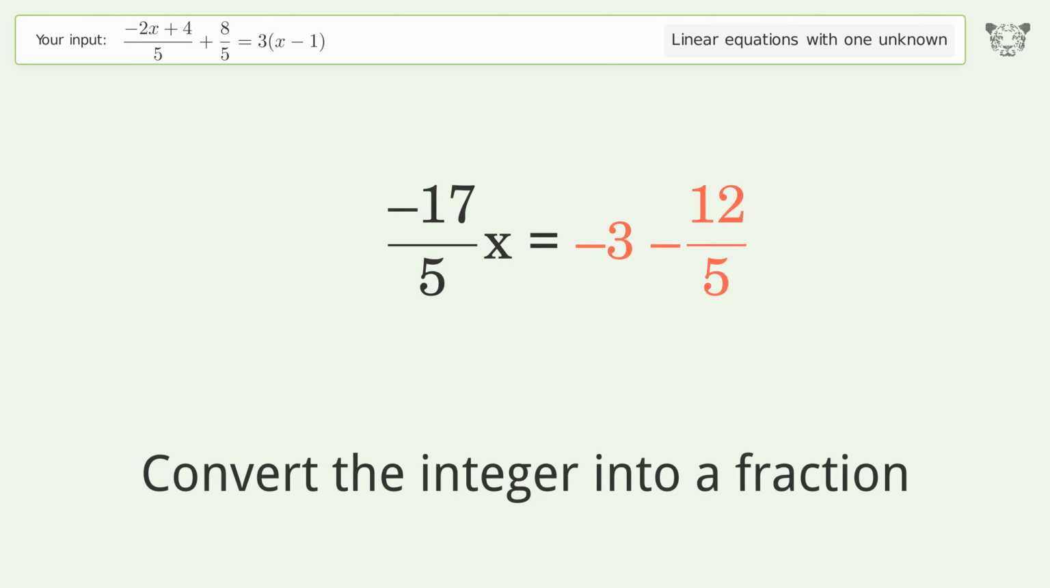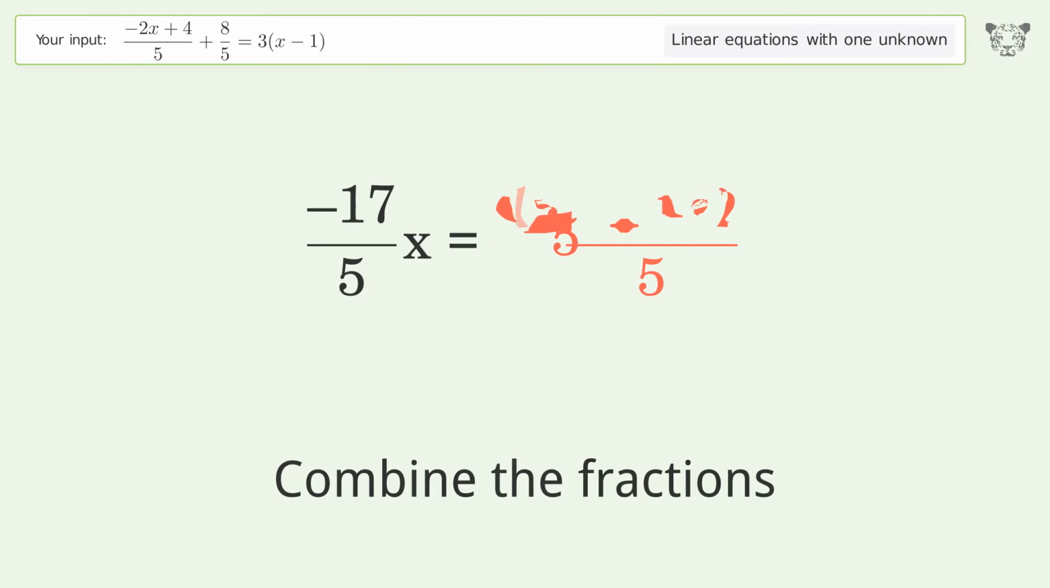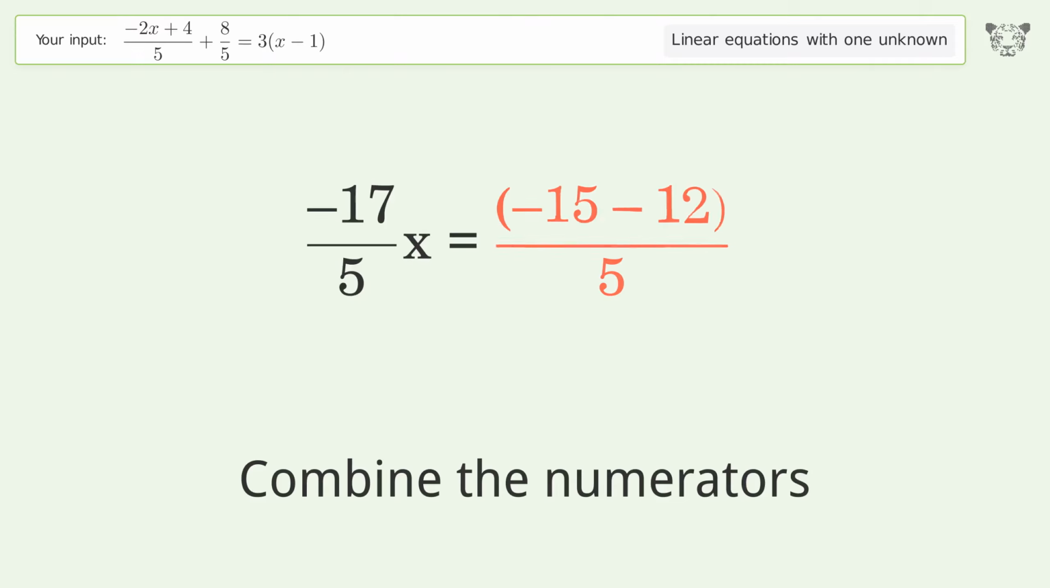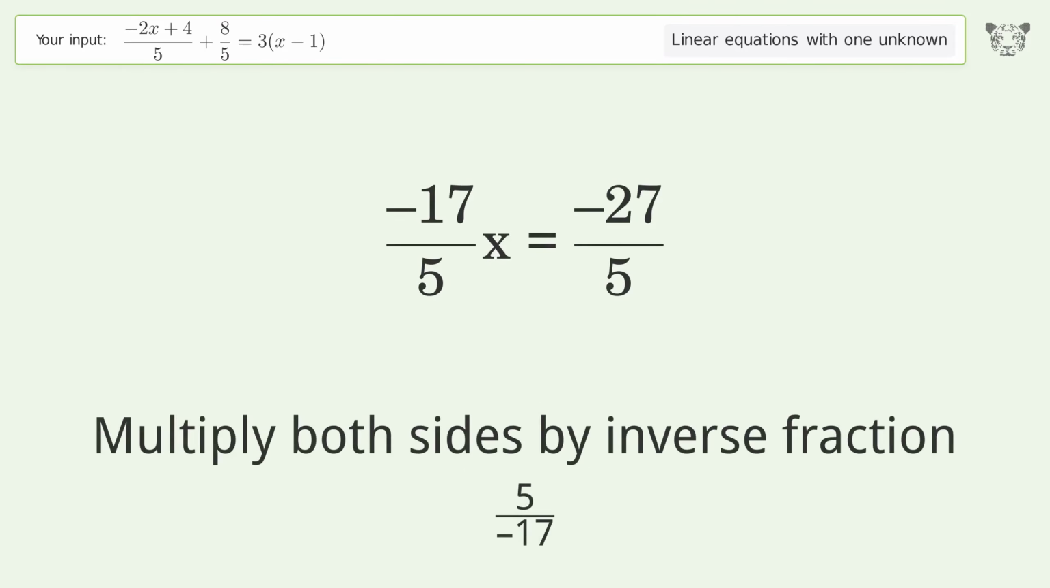Convert the integer into a fraction. Combine the fractions. Combine the numerators. Isolate the x. Multiply both sides by inverse fraction 5/17.